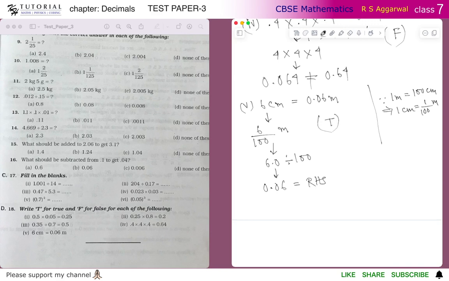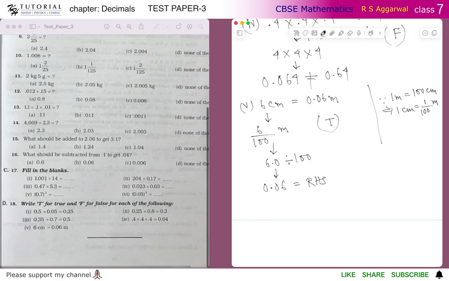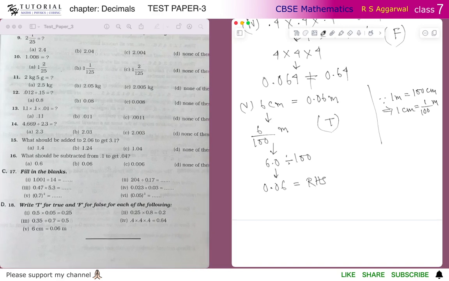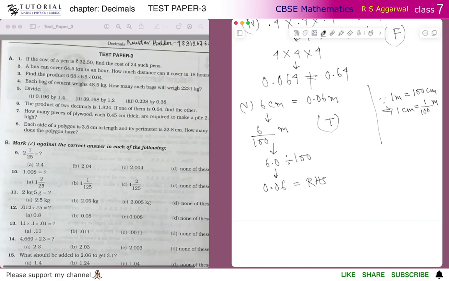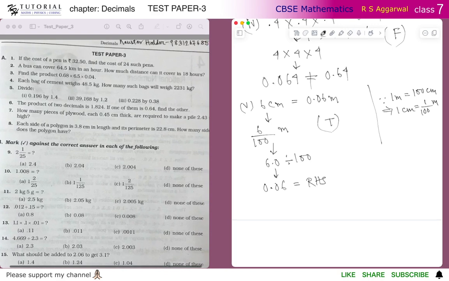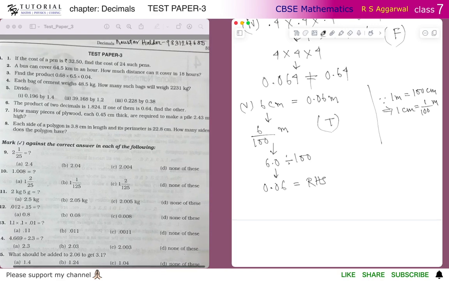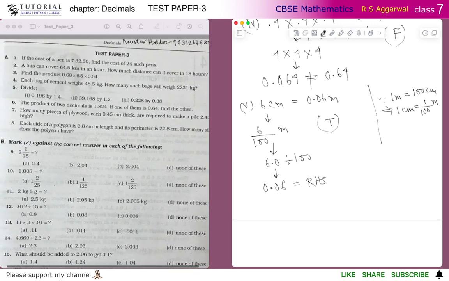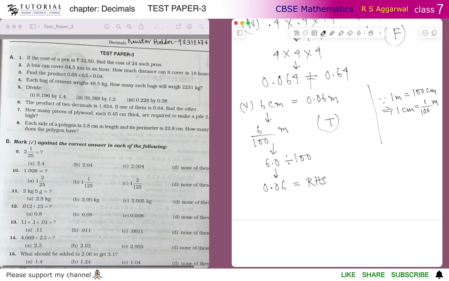So with that, I have completed the solution of this test paper. I hope this video will be beneficial to you in understanding how we solve problems on decimal numbers. This paper has a good variety of problems, and you should definitely try to solve this before seeing the solution, and if you are stuck, you can see the solution.